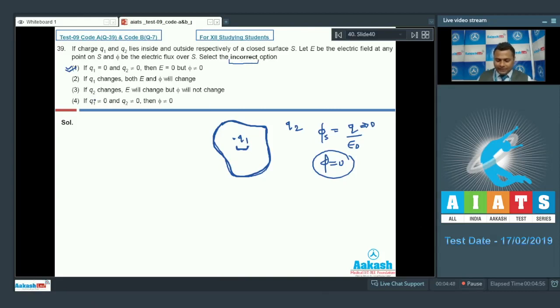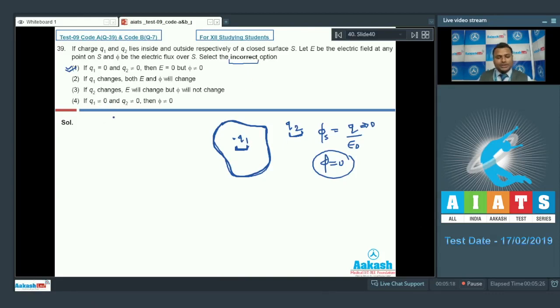Option number 3: if Q2 changes, E will change, but phi will not change. Phi, the flux bounded with the closed surface, is associated only with the charge enclosed by the surface, that is Q1. So if you change Q2, it will not affect the flux bounded with surface capital S. So option number 3 is also correct, but we have to pick the incorrect option.